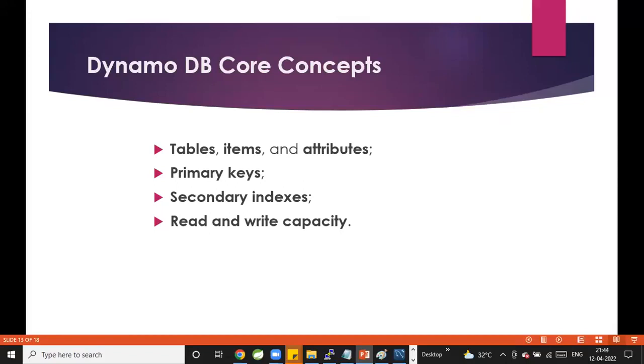Now, can I say that in one table, multiple attributes will be available? Yes, sir. Can I say that in one table, multiple columns will be available? Yes. In one table, multiple rows will be available? Yes, sir. In SQL, one table will contain multiple columns, columns are nothing but attributes. One table will contain multiple rows, rows are nothing but items. When it comes to DynamoDB, can I say one table will contain a collection of attributes and a collection of items? Yes, sir.